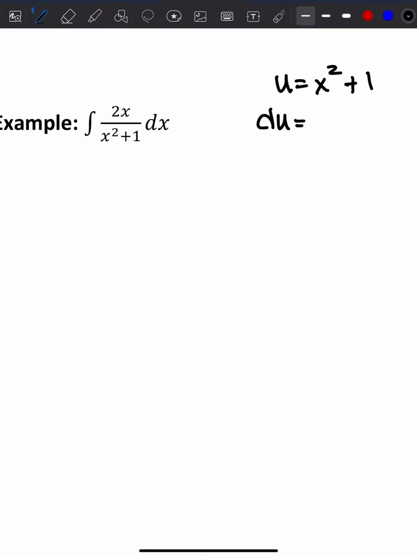du is going to equal 2x dx. So looking at this, I have u, x squared plus 1. So this is going to all change. And then we have what's left over, dx and a 2x. Thankfully, I have a 2x dx here, so I know that those are going to be what I need.